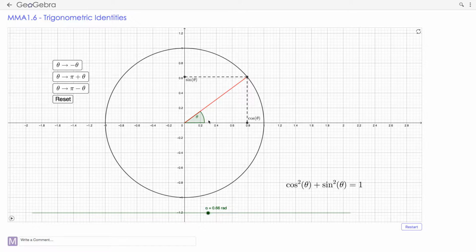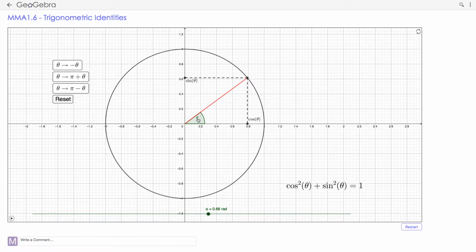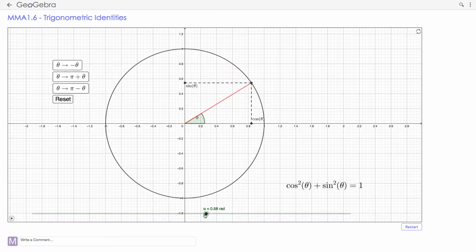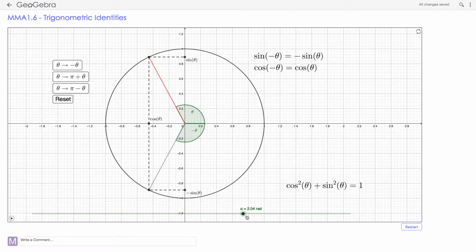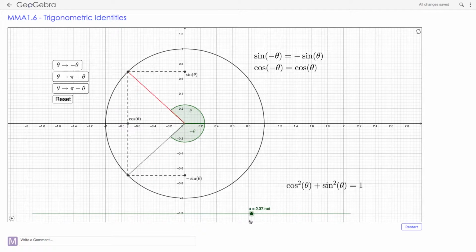As I said, we have this angle here, and we measure cosine theta as the x-coordinate of this point and sine of theta as the y-coordinate of this point, and we can move these things around, right? If you notice something, what happens if you replace theta by minus theta? You get a symmetry, right? Everything is very symmetric here.